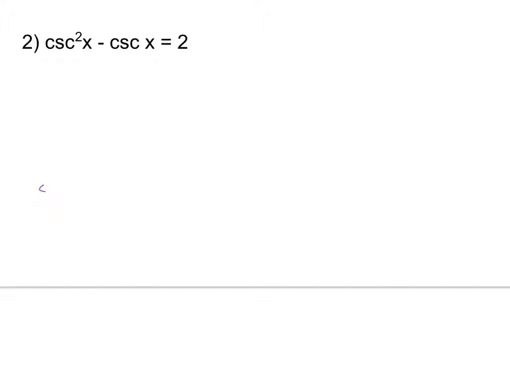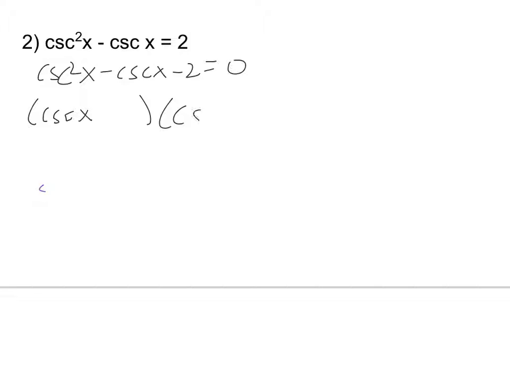And same as the last section, the first thing I'm going to do, I see a cosecant squared and a cosecant, so I'm probably going to have to factor. So I'm going to move over that 2 too. So cosecant squared x minus cosecant x minus 2 equals 0. So factoring: cosecant x and cosecant x. Two numbers that multiply to get -2 but add together to get -1. So that would be a -2 and a +1.